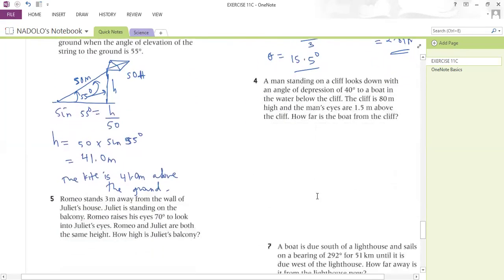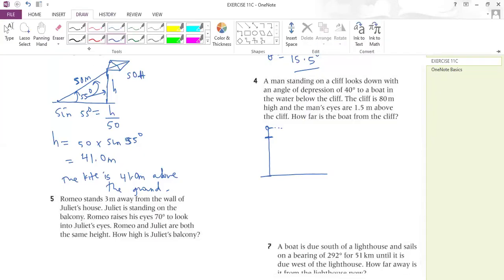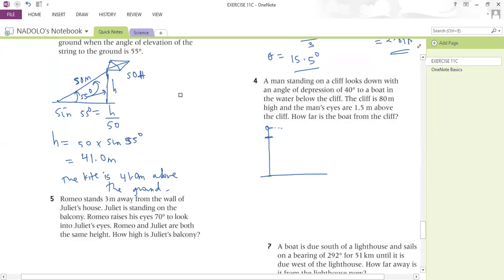Number 4, a man standing on a cliff looks down with an angle of depression of 40 degrees. Okay, so let's model that up to that point. So let's say this is the cliff, then this should be the ground. If this is the height of the cliff, the man is standing here. So let's say the eyes of the man are here. So this is the level ground. And let me put it a bit lower so that we can have a good representation.